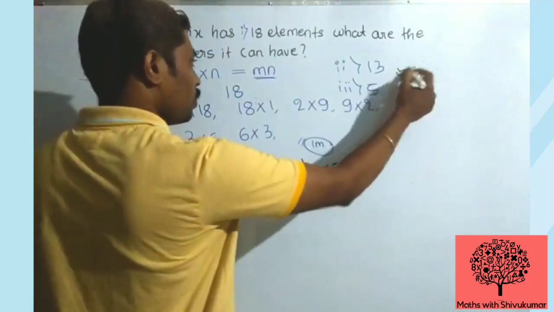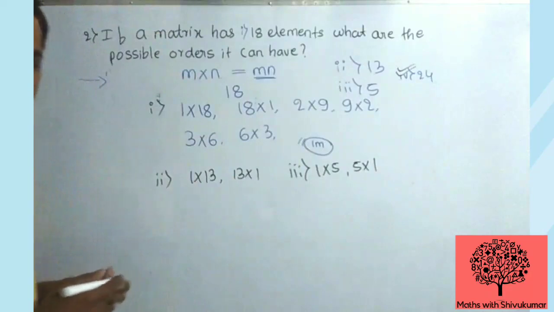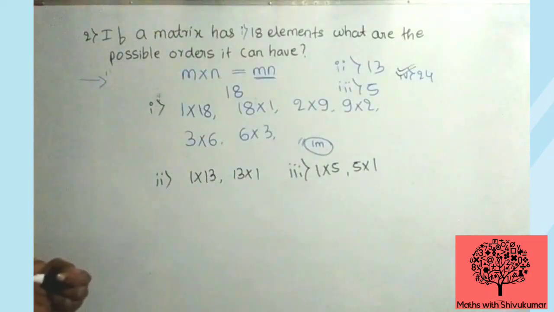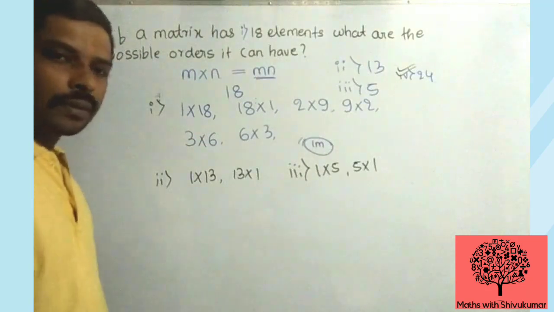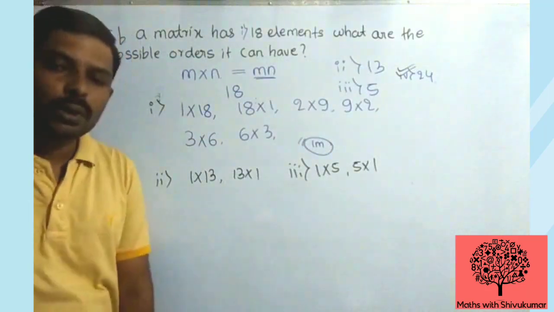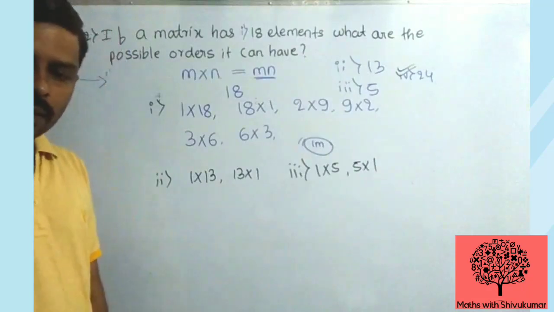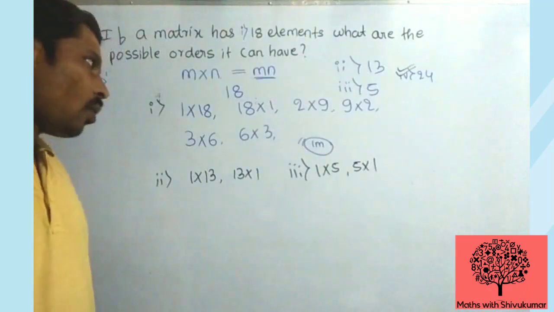If you go with the third one, for that 1 cross 5, 5 cross 1. So this one you will do now. Fourth one I will do for you. That you write later. 1 cross 24, 24 cross 1. What are the possibilities? 2 cross 12, 12 cross 2. 8 possibilities. Very good. Write all the possibilities.